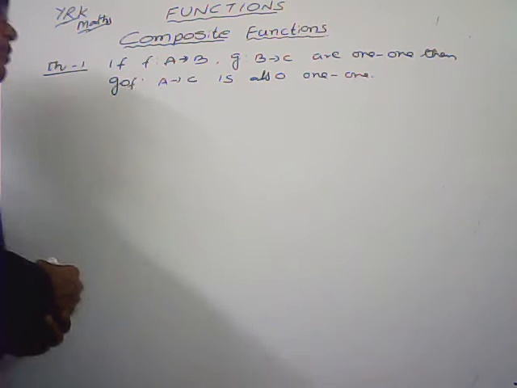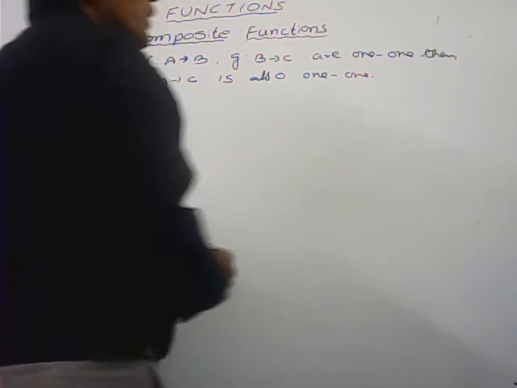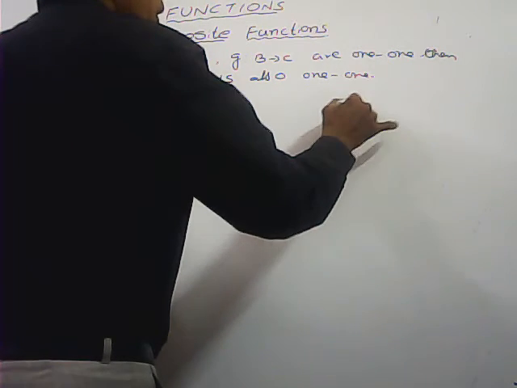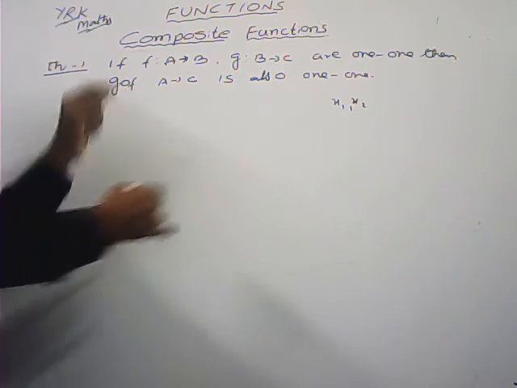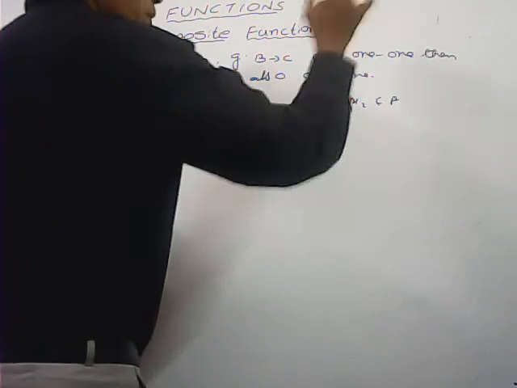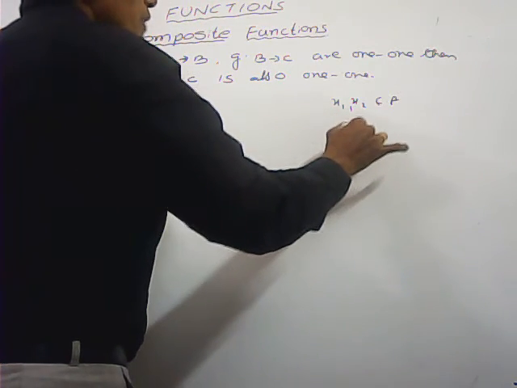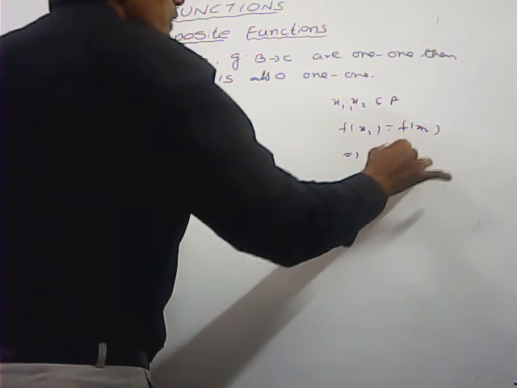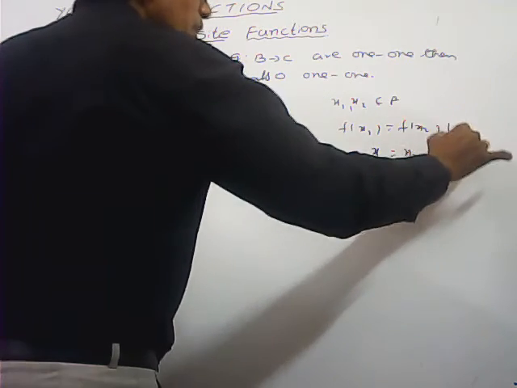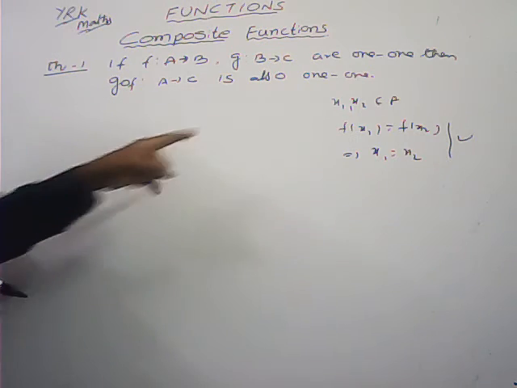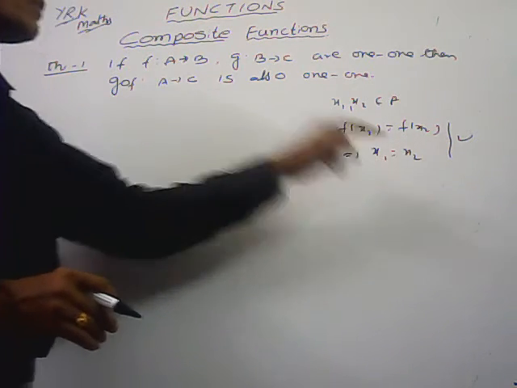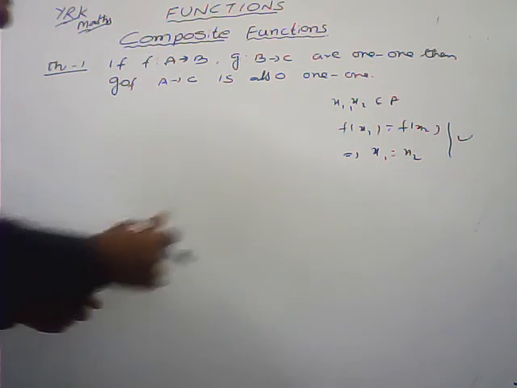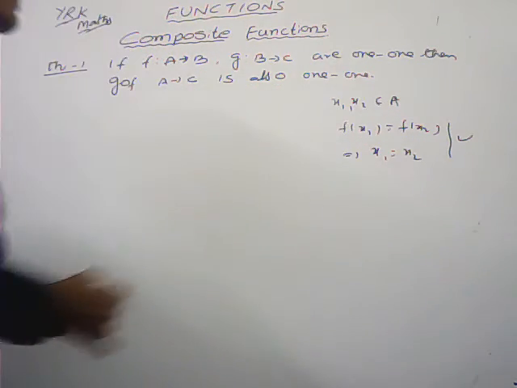By using the analytical method, previously we proved the given function is 1-1. What is that one? For example, x1, x2 belongs to the domain of f, A. Here f of x1 is equal to f of x2 implies x1 is equal to x2. Then we say f is 1-1. If f is 1-1, f of x1 equals f of x2 implies x1 equals x2, where x1, x2 be any two elements in the domain of f.